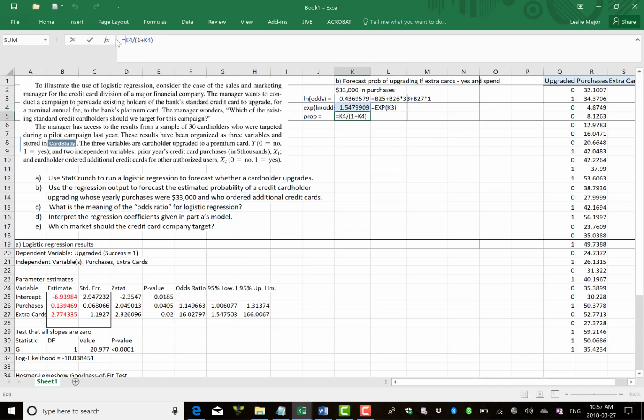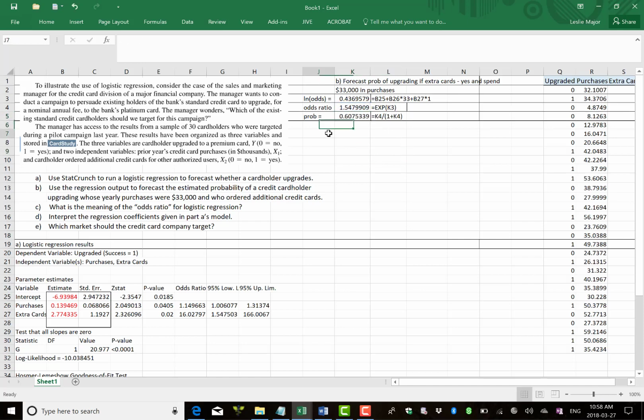I'll just comment out the formulas here. So you first get your ln of your odds ratio by plugging your numbers in with the output from StatCrunch, and then take e to undo the ln, and then to get the probability, the formula is this odds ratio divided by 1 plus the odds ratio. And if you will, this e to the ln of the odds ratio actually gives you back the odds ratio. Again, your probability is the odds ratio divided by 1 plus the odds ratio.